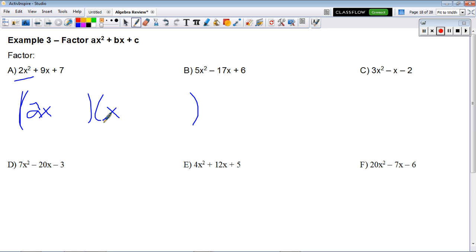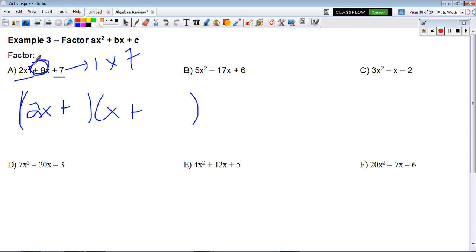So now when I go to figure out the numbers that go at the end here, so notice this is plus 7, so that tells me that the signs are the same, and then this tells me that they're both going to be pluses. So now what I have to figure out, the factors of 7 are simply just 1 times 7. I have to figure out where will the 1 go and where will the 7 go so that when I do the outside-inside part of the FOIL, it will equal 9x.